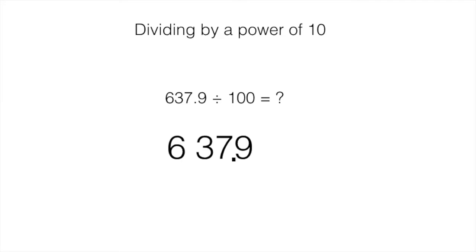When dividing by a power of 10, just like when multiplying, the first thing you do is look at the number of zeros in the power of 10. Here's our division expression. How many zeros does 100 have? 2. So how many places are we going to move our decimal? 2. Yes, sir. And in which direction? To the left. Muy bien. Let's try it. We move our decimal 2 spots and we get 6.379, or 6 and 379 thousandths.